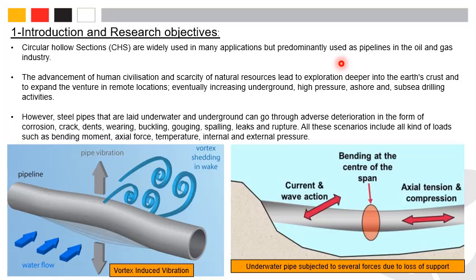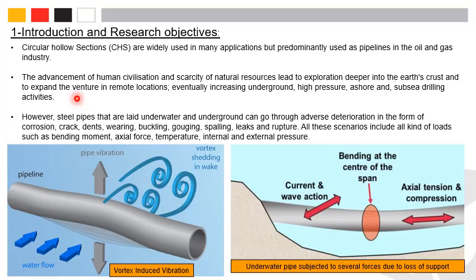Circular hollow sections are used in many applications, but mainly as pipelines in the oil and gas industry. The advancement of human civilization and scarcity of natural resources led to exploration deeper into the Earth's crust, eventually increasing the underground high pressure and subsea drilling activities.